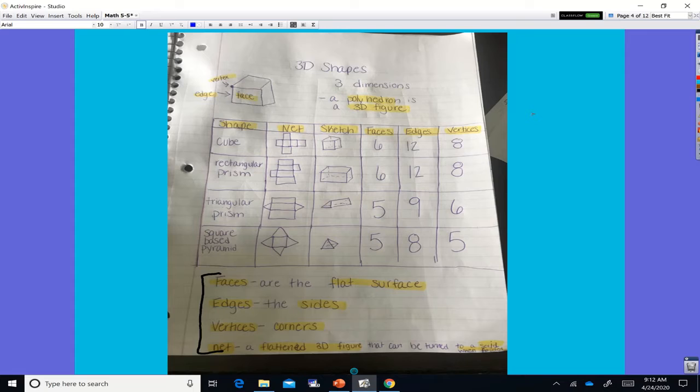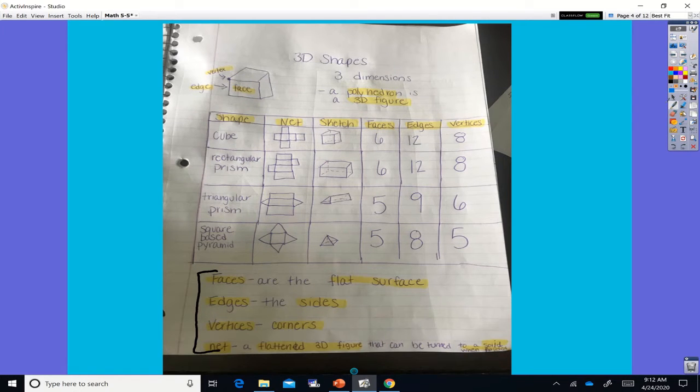Now, just a few terms to go over. So our faces, those are the flat surfaces. Our vertices, those are our corners. And our edges are our sides. So let's look at the triangular prism. We're going to find each of these, and notice I made sketches there to help you. When that figure is folded up, if you need to at home, make the net and then fold it up to see your 3D figure. You can definitely do that with a piece of paper.